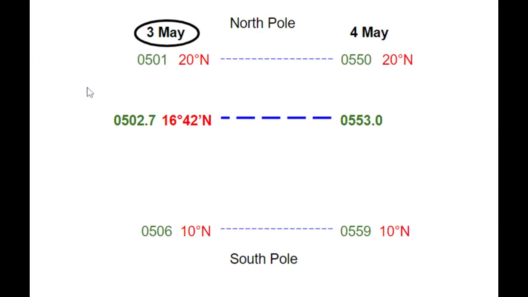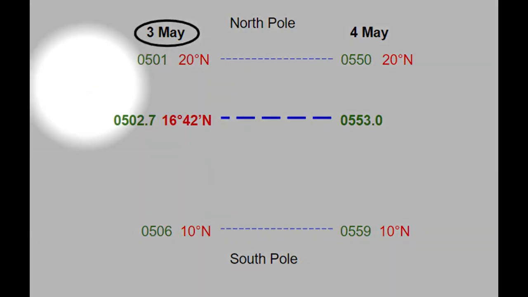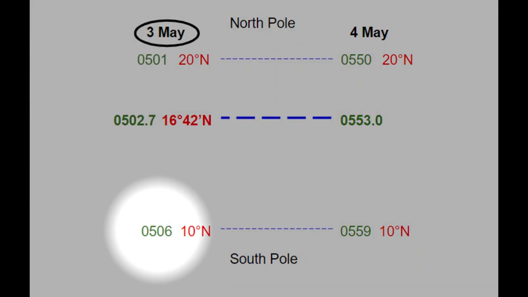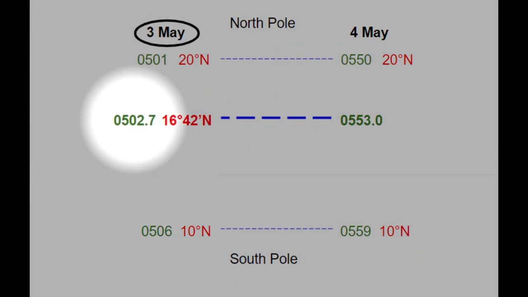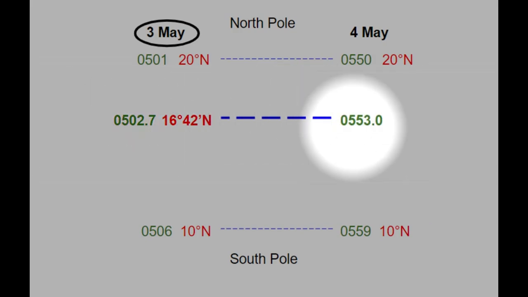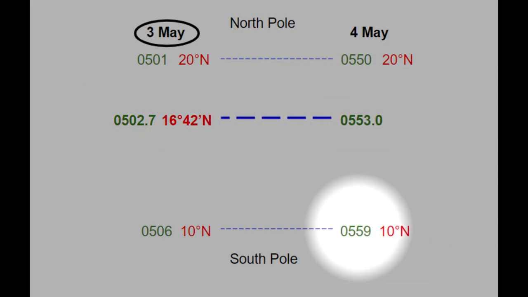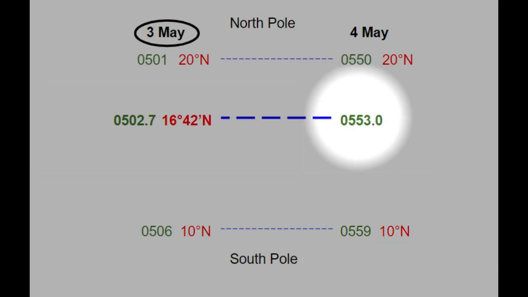We then applied that correction. So we took our base times and applied the correction, in this case for 3 May, minus 3.3 minutes, and we got a corrected LMT of 0502.7 LMT. So at every central meridian at our latitude of 16 degrees, 42 minutes north, the moon will rise on 3 May at 0502.7 LMT. We applied the correction on 4 May too: 0559 minus 6 minutes gives us 0553.0 LMT.